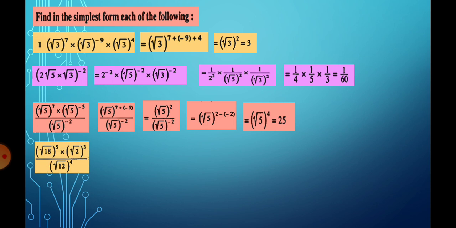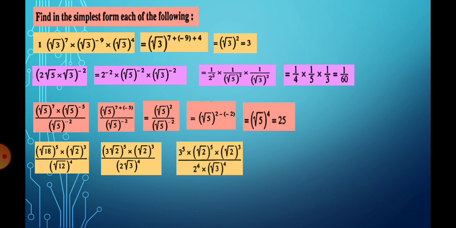Number 4: root 18 to the power 5 times root 2 to the power 3 over root 12 to the power 4. Here we find the simplest form of each root. What about root 18? Root 18 is 3 times root 2. What about root 12? It is 2 times root 3. Then we distribute the power to each base.